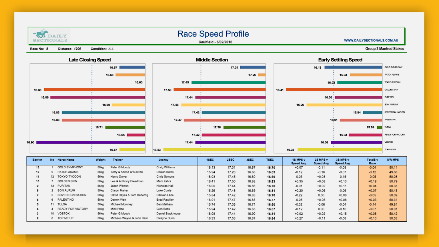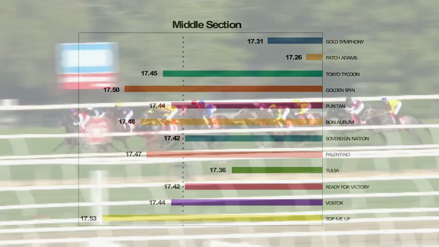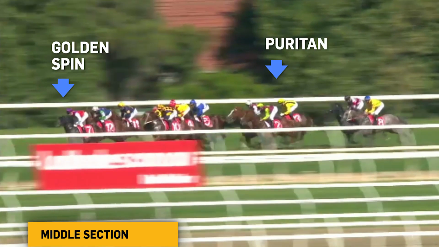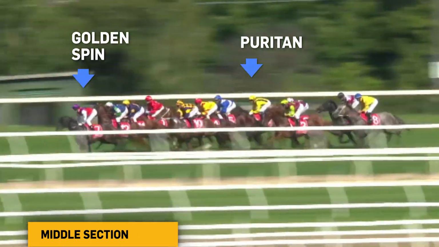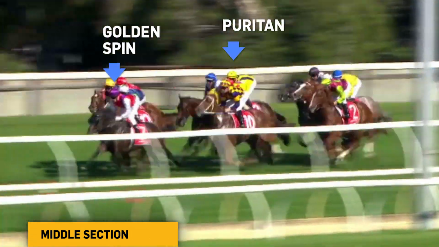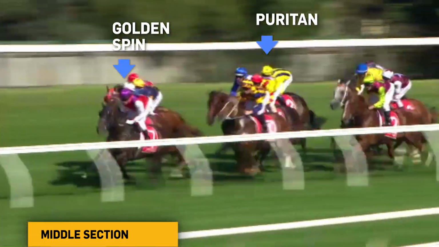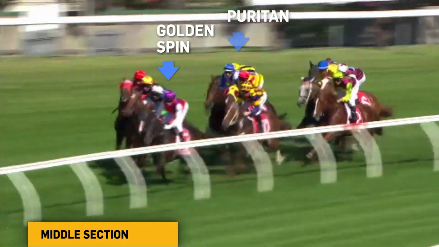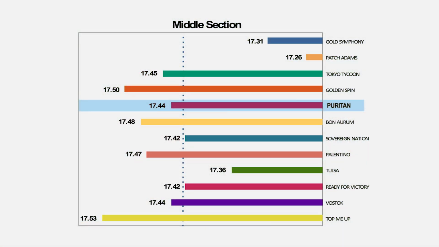So let's now have a look at the mid-race section, the 800 to the 400 metre mark. When we're travelling at this speed between the 800 and the 400 and we're getting very close to the critical part of the race, it's important to understand what level of sustained speed you have, what's your momentum. In this case, when we look at Golden Spin, very strong through the middle section of the race. Also Puritan, he's building his speed. You can see benchmark through that first section and now starting to climb. In other words, as we're getting deeper in the race, this particular runner is actually getting stronger.